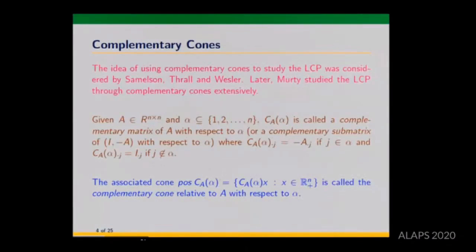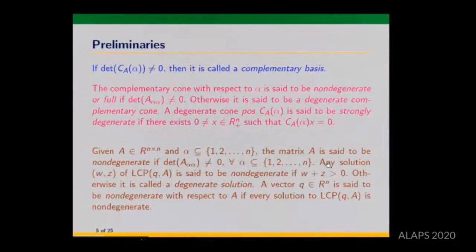So in this context, I'll make use of the complementary cones. Given a matrix A and a set alpha, which is a subset of 1 to n, we will denote C_A(alpha) as the complementary matrix of A with respect to alpha, where the j-th column of C_A(alpha) is minus A's j-th column if j belongs to alpha, and the identity's j-th column if j doesn't belong to alpha. And the associated cone, pos C_A(alpha), is called the complementary cone relative to A. So these concepts we need subsequently.